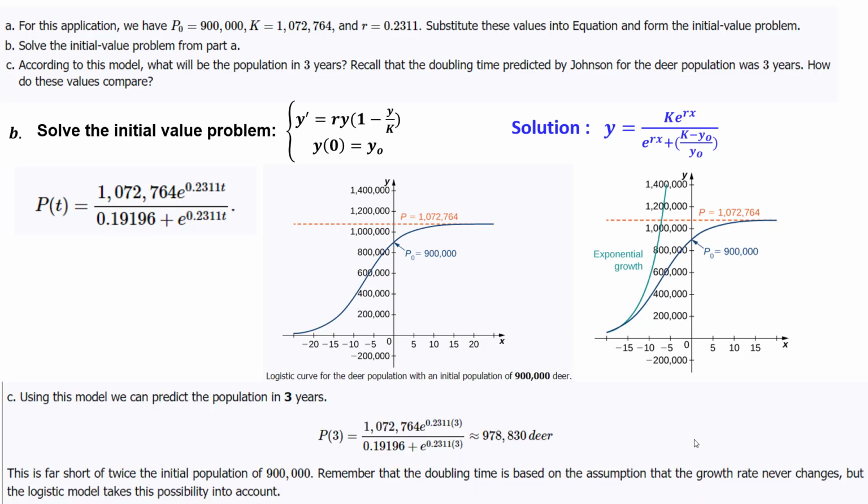And then what would happen in 3 years? Well, remember, we said without any tempering of the population, in 3 years the population of deer would double. But if you do temper it with the carrying capacity, P of 3 equals 978,830 deer. So this is far short of doubling. Doubling time is based on the assumption that there is nothing tempering the population growth. Okay, so this is an application of the logistic differential equation.